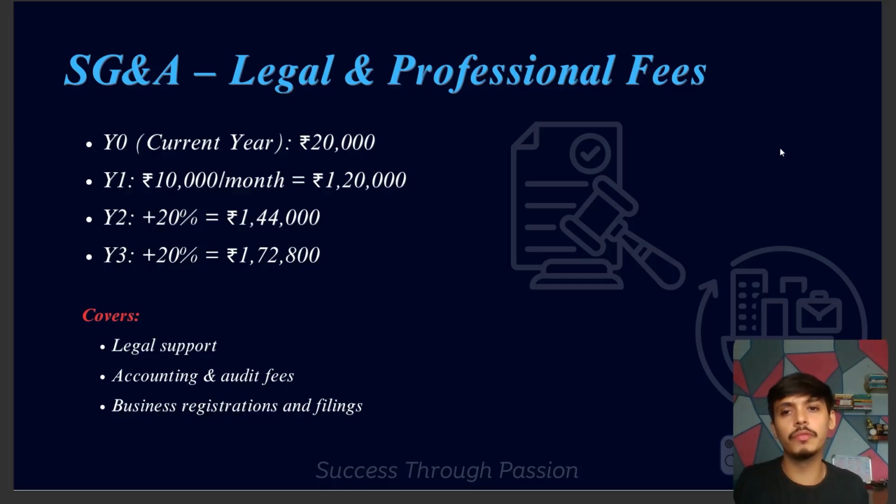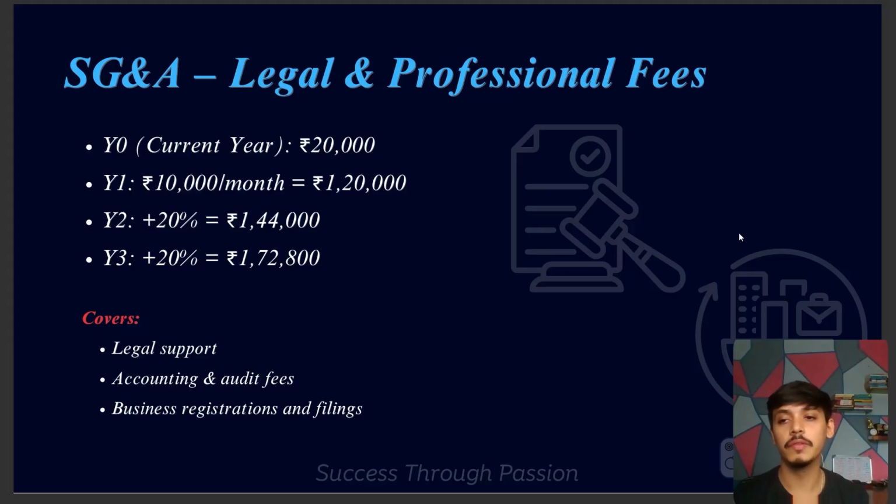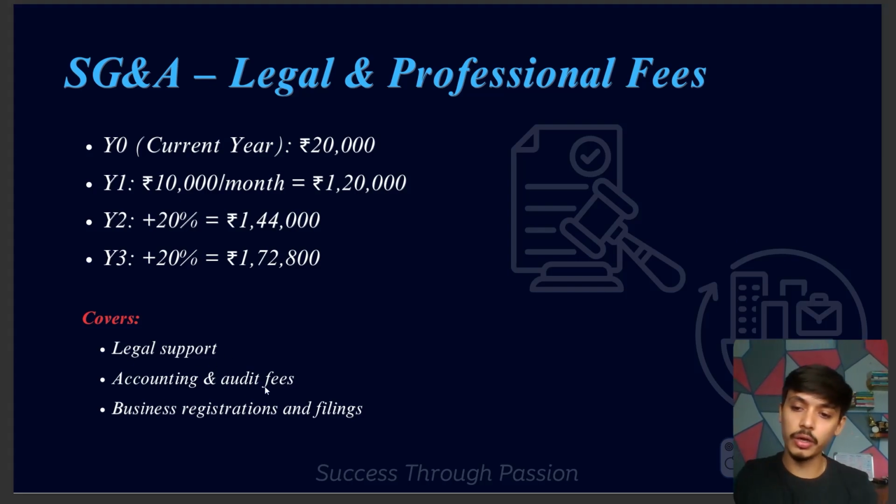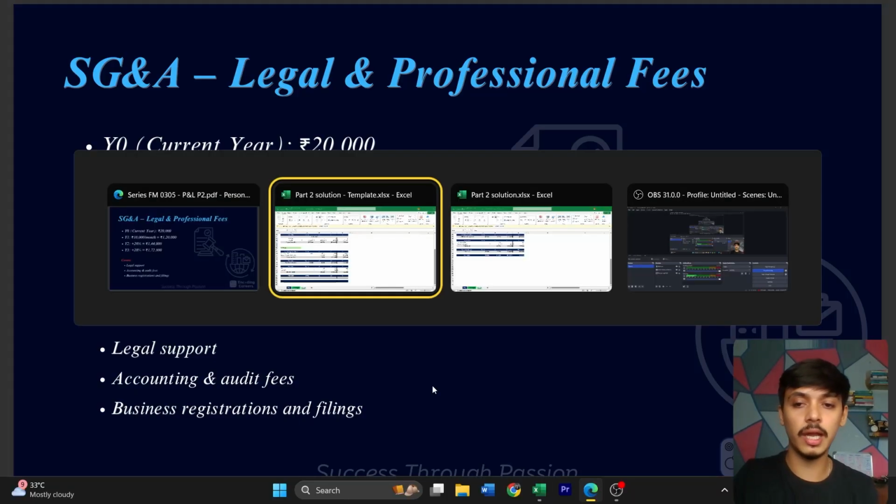For year zero, we incurred 20,000 rupees of cost, which would be for filing your annual return or your CA fees. In year one we are expecting 10,000 per month, which will amount to 1,20,000 on a yearly basis. And in year two and year three, it increases 20 percent year on year. So it covers legal support, accounting and audit fees, business registration and filing. These are some of the common costs that a business incurs.